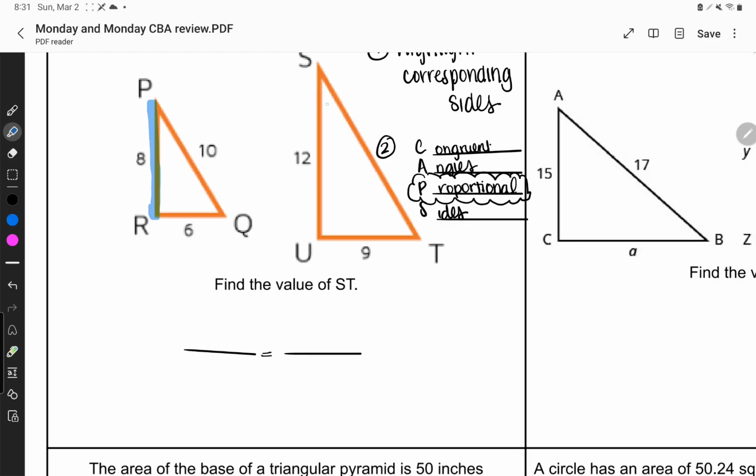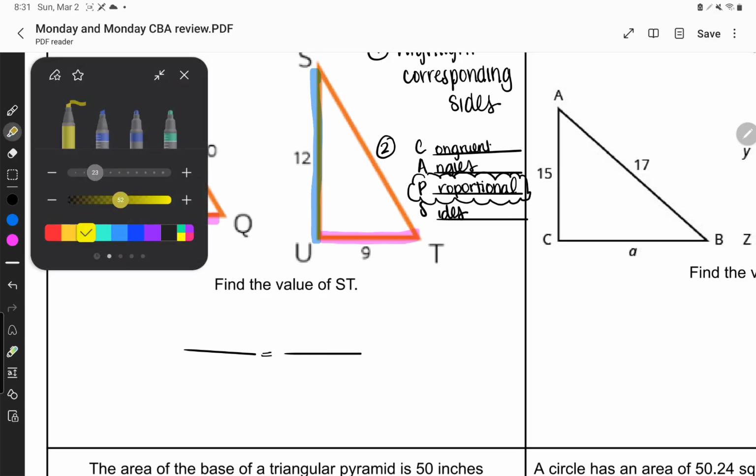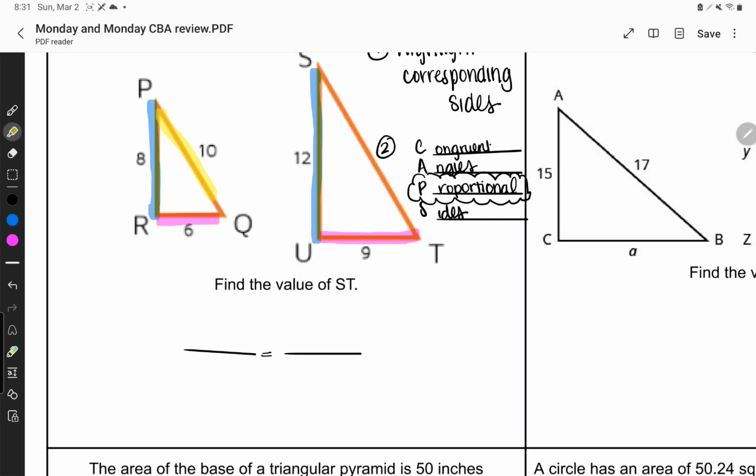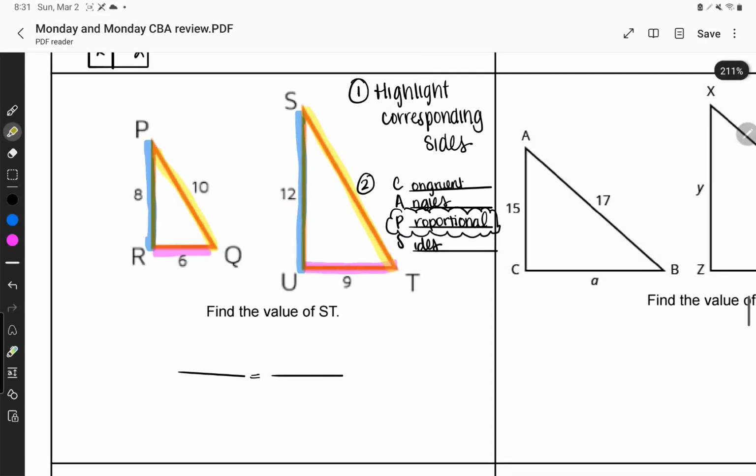All right, now we highlight our corresponding sides. So PR corresponds with SU, RQ corresponds with UT, and then we have PQ that corresponds with ST. Which side length are we missing? ST. So that's going to be my X. So what corresponds with ST? 10. So I know for a fact I'm going to have to use 10. So I'm going to put 10 up here on the top. And then I'll put what corresponds with it, X.